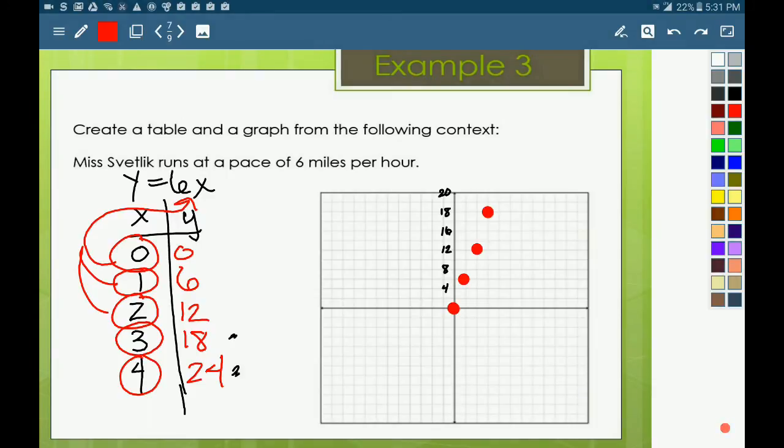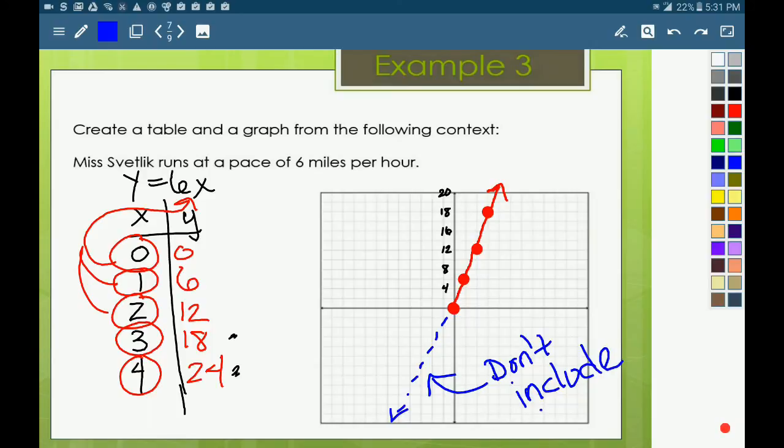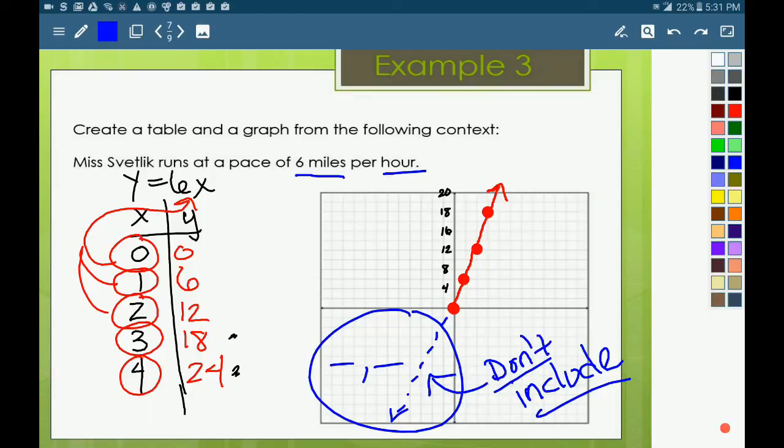But I'm also going to draw a line through these points to signify that I can run for a half hour, I can run for 20 minutes. But I'm actually not going to put the line all the way through. I'm going to put a dotted line. I'm going to say don't include this part. The reason why I'm not including that part is because it doesn't make sense in the real life situation. I'm not going to have negative hours, and I'm also not going to have negative miles, and that's what the third quadrant is. It's negative, negative, which doesn't make sense. So I'm only going to start at 0, 0, and then stay in the first quadrant. That would be a graph that represents this situation.